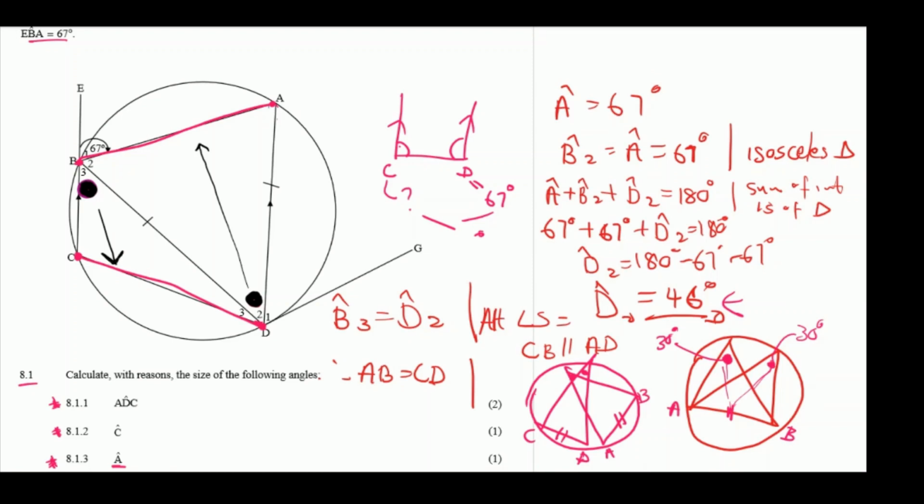So equal angles, these angles will subtend equal sides. So the reason for this part, you'll say equal angles subtend equal chords, because CD and AB are equal chords. So that's how you prove that AB is equal to CD.